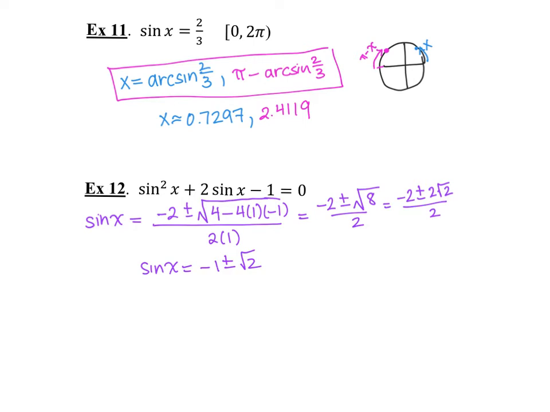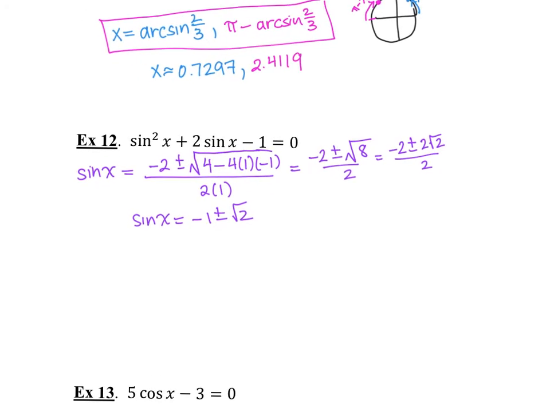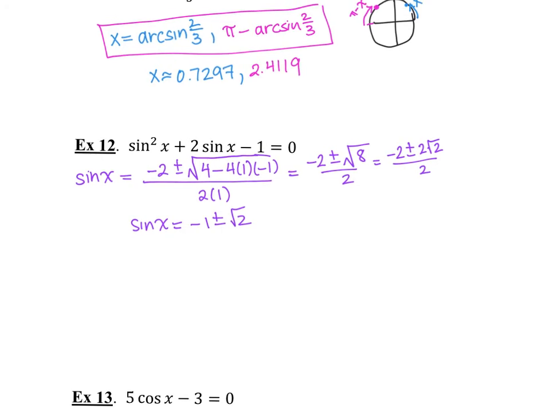Okay, now I need to figure out how to write my answers. There's no domain restriction, but this requires some thinking, and I have 2 possible answers. So let's consider each answer separately. One possibility is that the sine of x is equal to -1 plus the square root of 2. The other possibility is that the sine of x is equal to -1 minus the square root of 2.